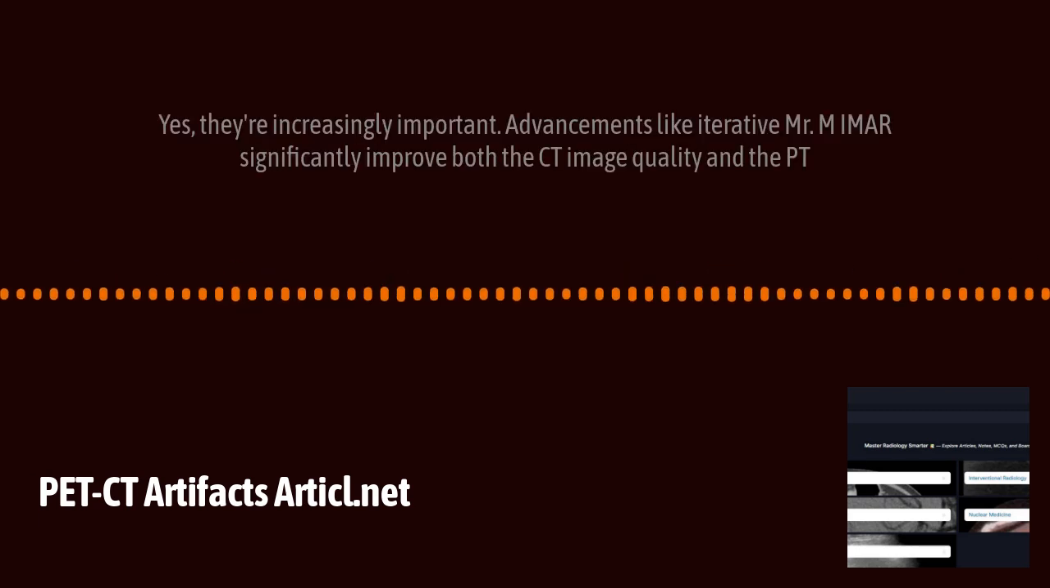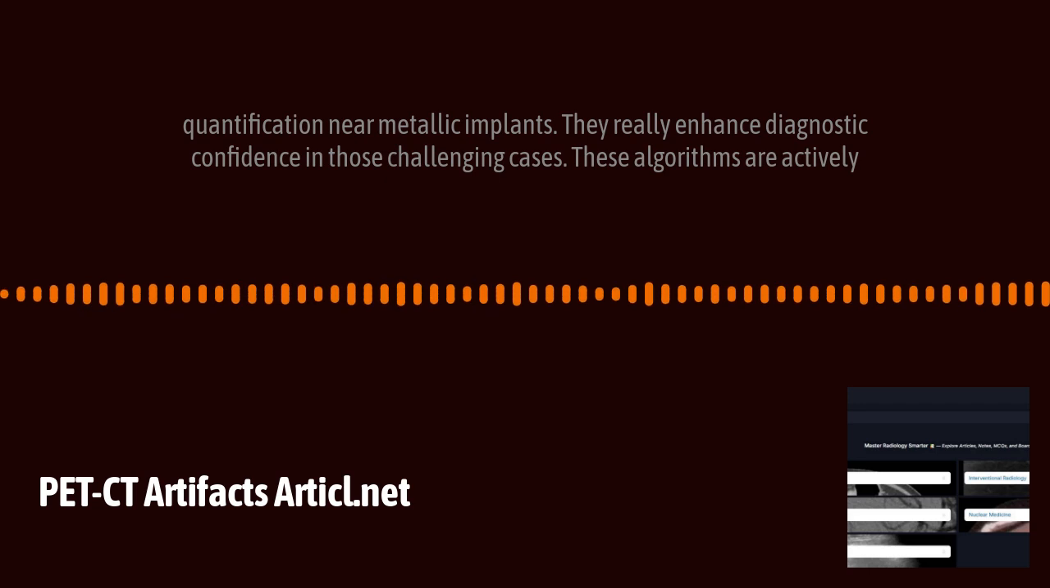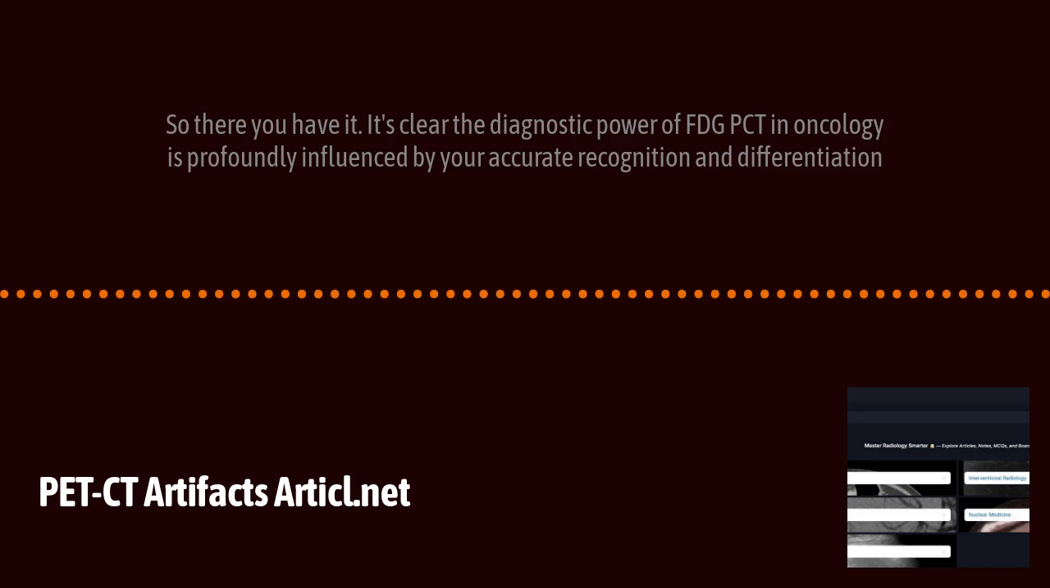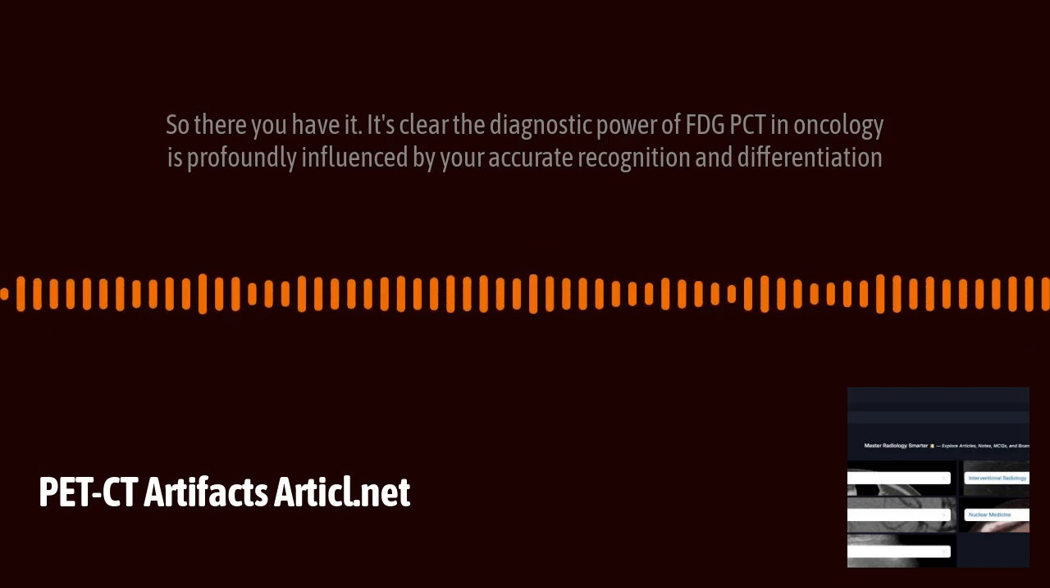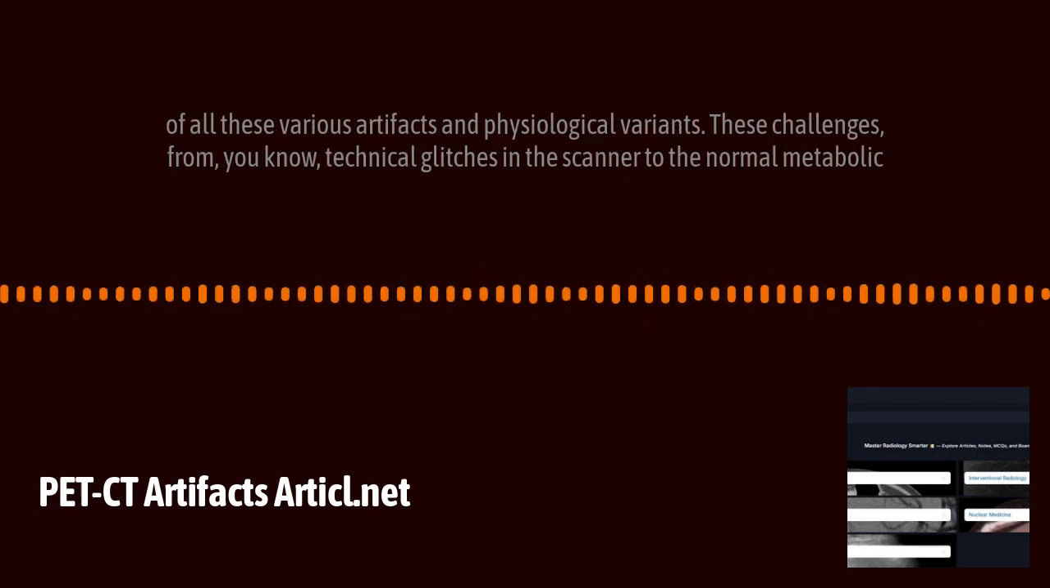Yes, they're increasingly important. Advancements like iterative MAR, IMAR, significantly improve both the CT image quality and the PET quantification near metallic implants. They really enhance diagnostic confidence in those challenging cases. Yeah. These algorithms are actively addressing many of the challenges we've talked about, constantly pushing the boundaries. So there you have it. It's clear the diagnostic power of FDG PET/CT in oncology is profoundly influenced by your accurate recognition and differentiation of all these various artifacts and physiological variants.